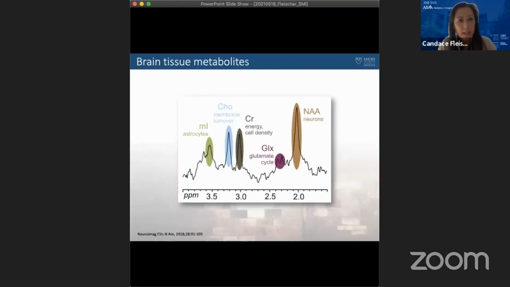So what does this look like in the human brain? Largely, the healthy human brain will have peaks that look something like this. So the largest peak in our spectrum is N-acetyl aspartate. This is a neuronal marker. We also have choline and creatine. Myoinositol is a marker for neuroinflammation, a surrogate marker. And then we can also look at neurotransmitters, things like glutamate and GABA.